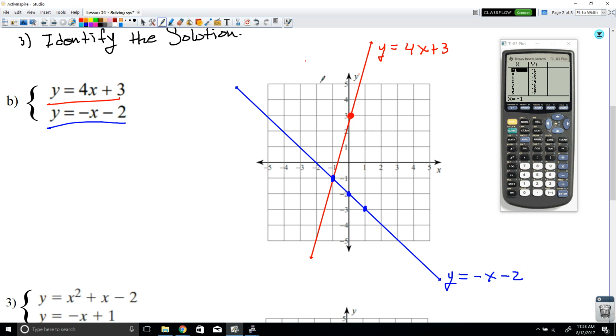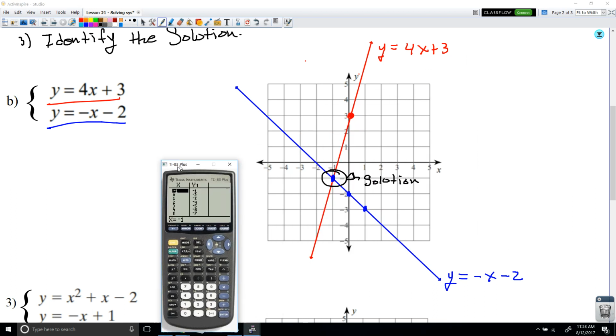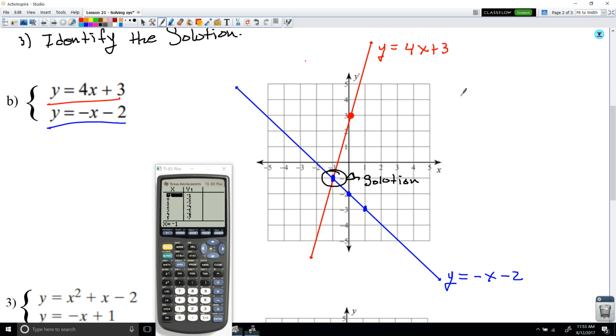Okay, so we already graphed it. Now what we want to do is find the intersection. And it's clear that only at this point do the two equations touch each other. So this is the intersection, because that's where they touch each other. So this is my solution. But we're not just going to say solution. We're actually going to write it out. So my solution is a coordinate point. What is this coordinate point? Negative 1, comma, negative 1. Perfect.